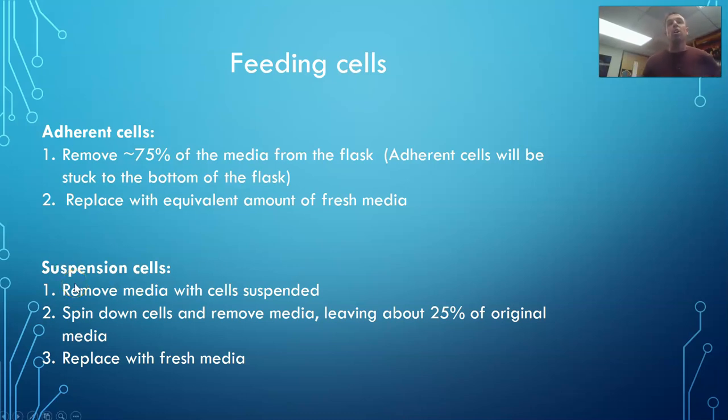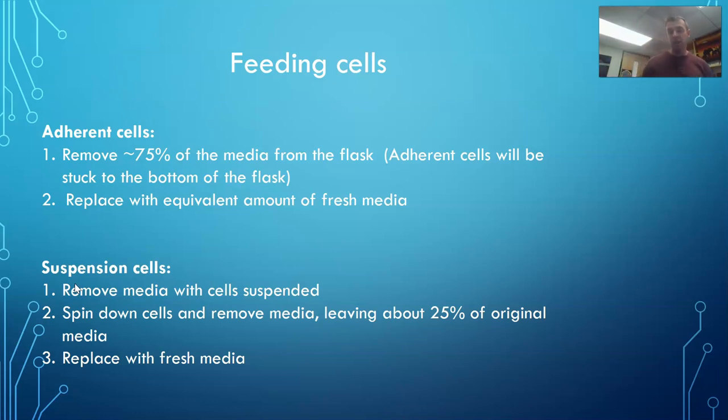Suspension cells are a little bit harder because they're in the media. You can't just remove 3/4 of the media. If you do, you're going to remove 3/4 of your cells. All right, so what you have to do is remove the media. The cells are in that media. You're going to spin down the cells in a centrifuge. That makes the cells, you have a little pellet at the bottom, and you don't want to spin them too fast. We're just spinning them gently. We want them to stay alive. But now that the cells are at the bottom, now we can remove 75% of the media, replace it with fresh media, resuspend the cells, put them back in the culture, and they're growing again.